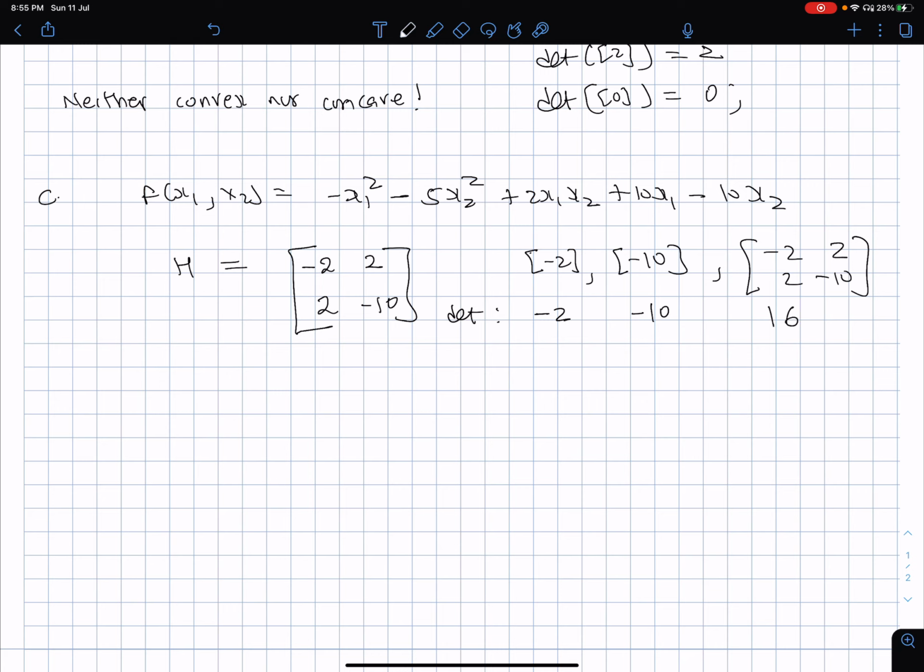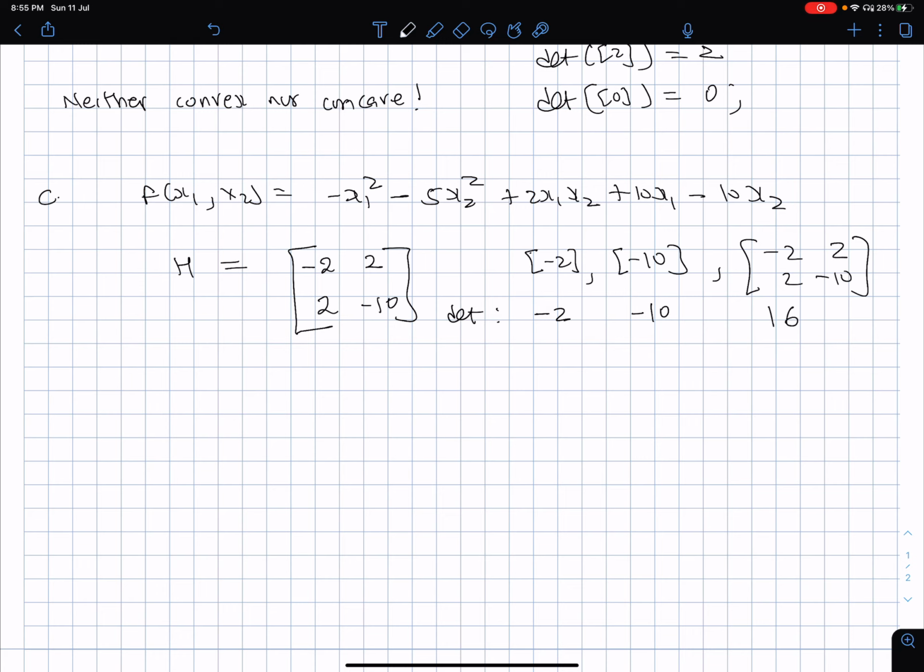So again, it is clear that this matrix is also none of the above, which I find a bit surprising. So I think yeah, it's surprising.